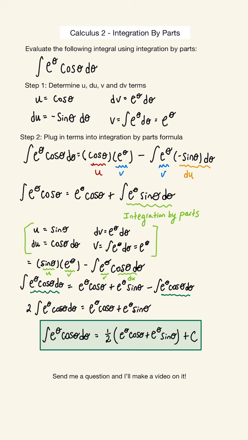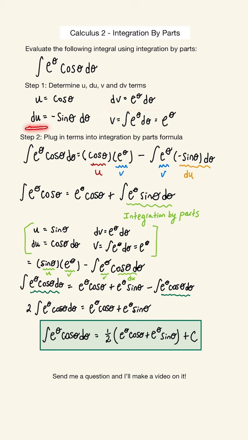And the first step we want to take in using integration by parts to solve this is we want to determine our u, du, v, and dv terms. These are the terms that we'll use in our integration by parts formula. So we can go ahead and select our u to be cosine of θ. Our dv will be e^θ dθ.